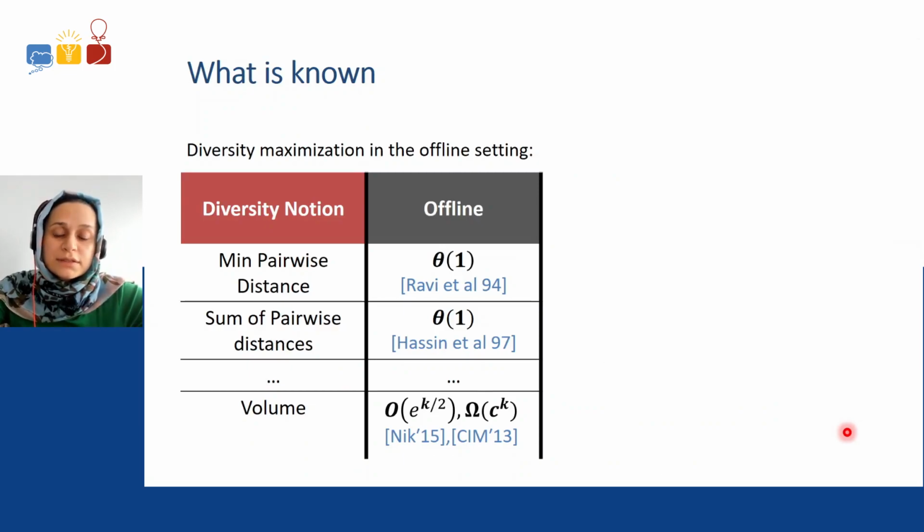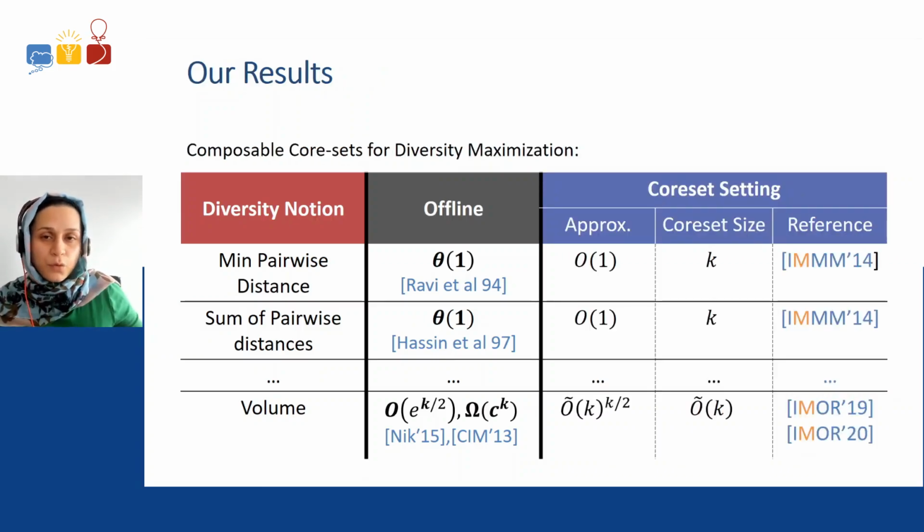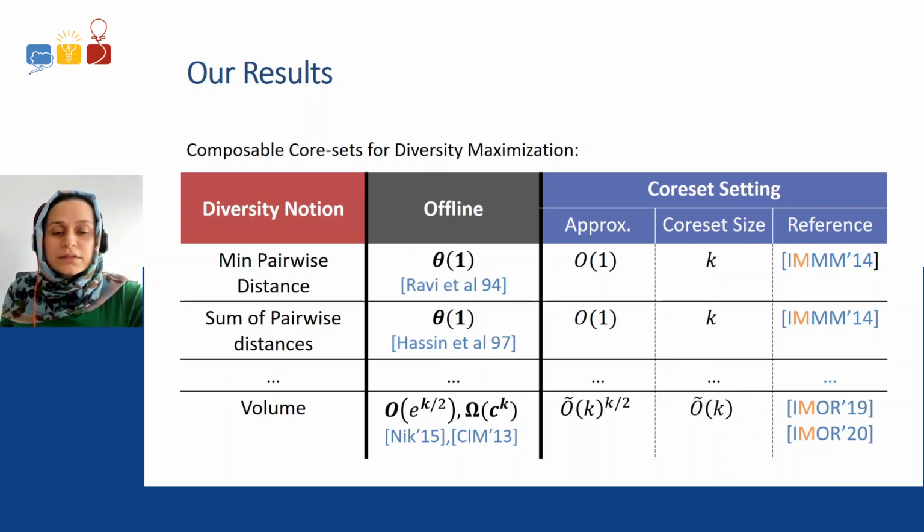Okay, so as I said, this diversity maximization problem has been studied in the offline setting. So we know that for diversity maximization under different notions, we can get a constant factor approximation for the first two, and for the last one we can get an exponential factor approximation. And what we have shown in our work is that no matter how many points you initially have, it's always possible to summarize the points into roughly size k and get a tight approximation factor for the problem.